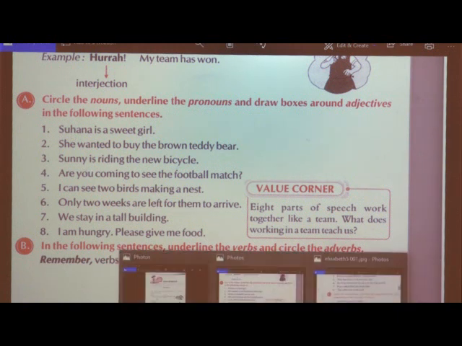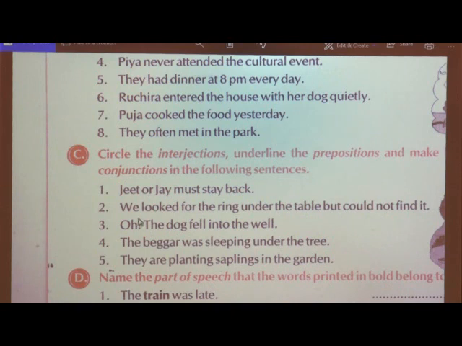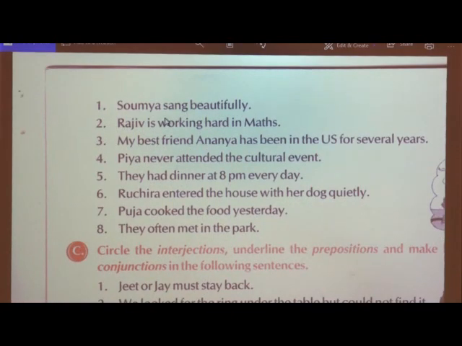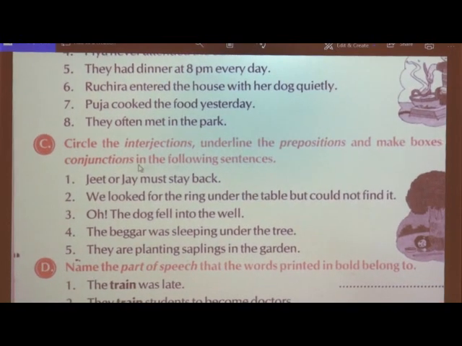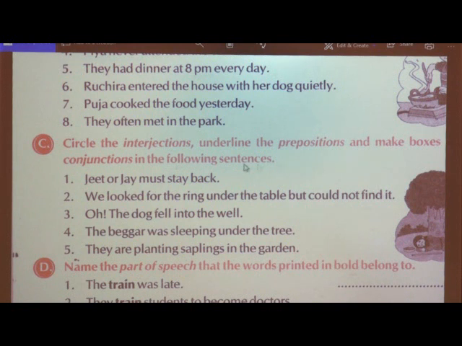Again, we have completed exercise B also. Here they have told us to underline the verbs and circle the adverbs. Take the first sentence: Soumya sang beautifully. Sang is a verb, you are going to underline it. Beautifully you are going to circle as an adverb. Then here, circle the interjections, underline the prepositions, make boxes for the conjunctions, like Jeet or Jay. Here we are joining two words, so one word we have used here is a conjunction.